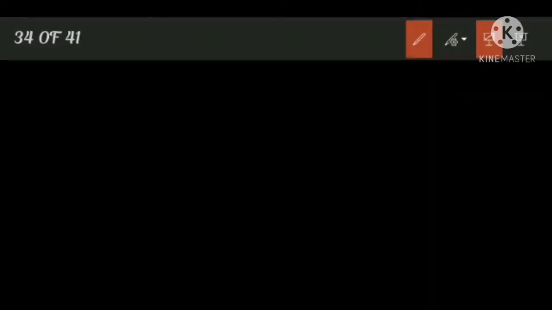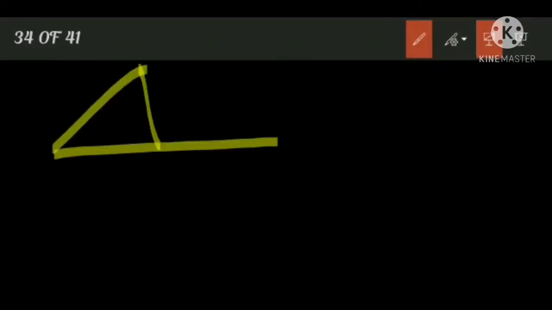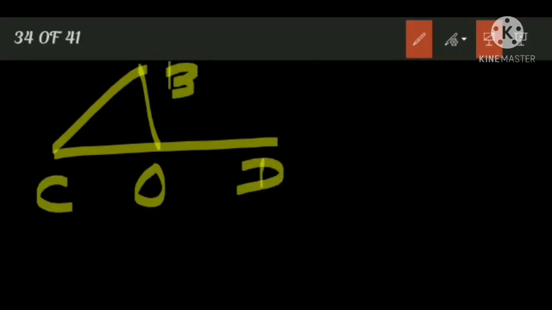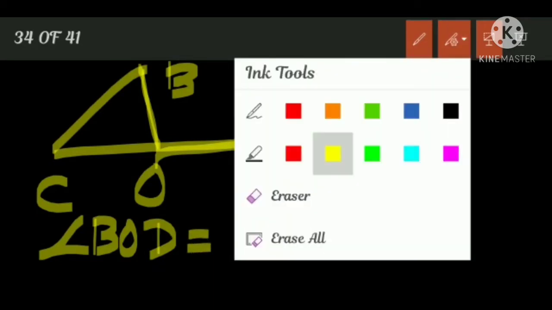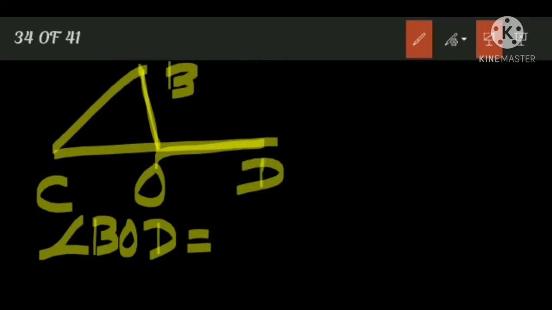We have another exterior angle. This is our B and this is our C, O and D. What is our exterior angle? Yes, angle BOD is our exterior angle. So the sum of the two opposite interior angles is equal to the exterior angle. So what is the opposite interior angle?